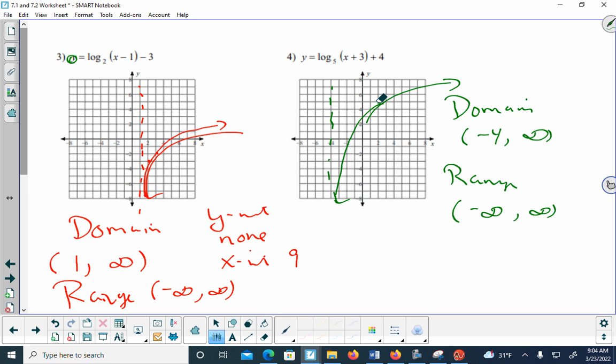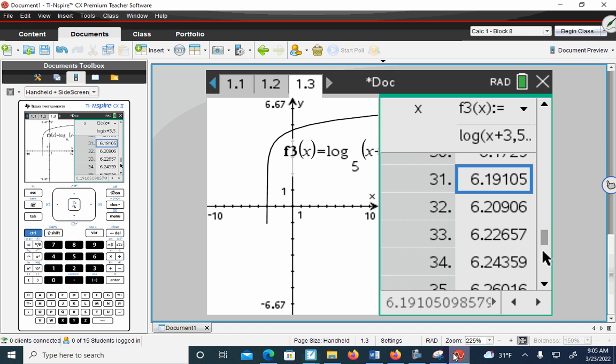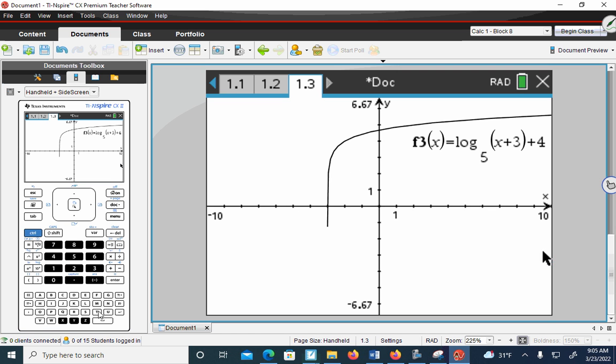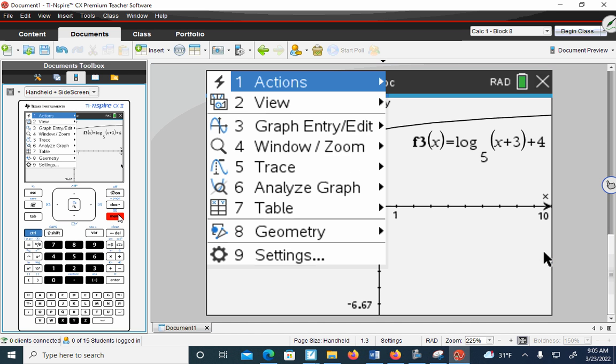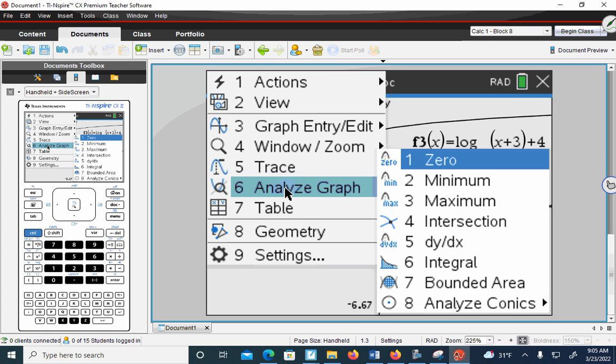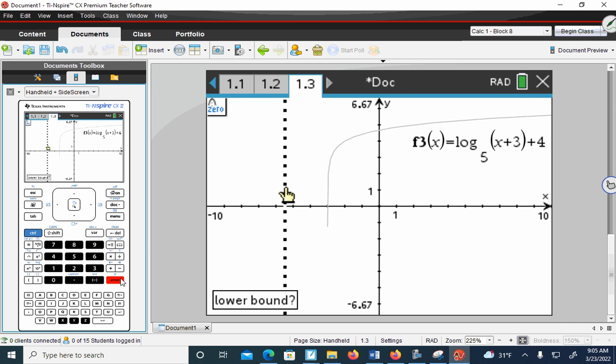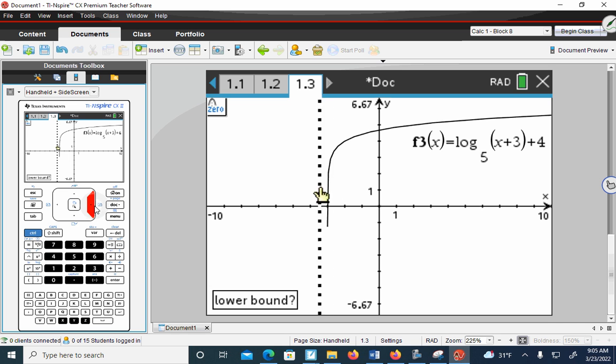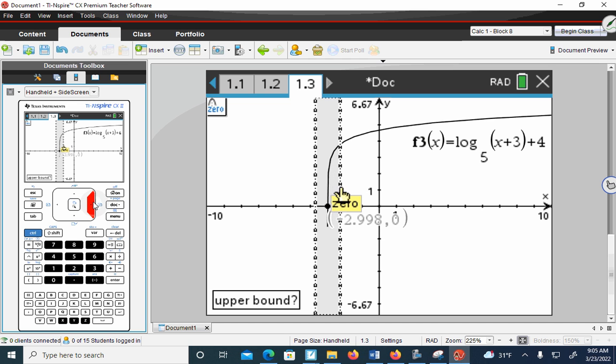So to find the x-intercept, that's going to be when y is equal to 0. I'm going to use a function on my calculator. I'm going to get out that table, hit menu, analyze, and then do zero, and then here, and then here, and my zero is negative 0.998.